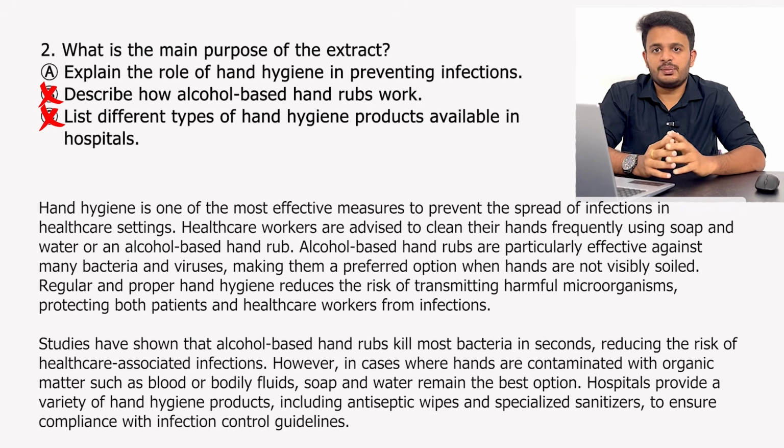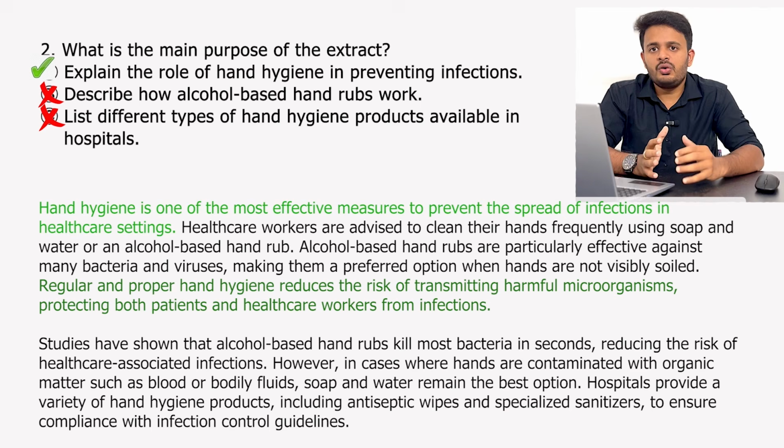Yes, that is the answer, because you can see the first sentence starts by saying the importance of hand hygiene. Then the remaining information says how to achieve it. It says that by using alcohol-based hand rubs, soap and water, we can achieve this. And the last sentence of the first paragraph again reiterates the importance of hand hygiene.